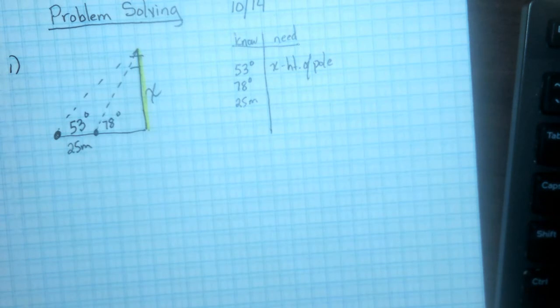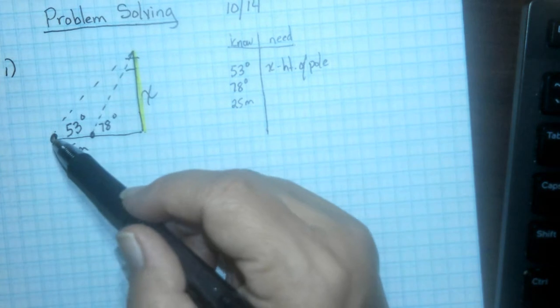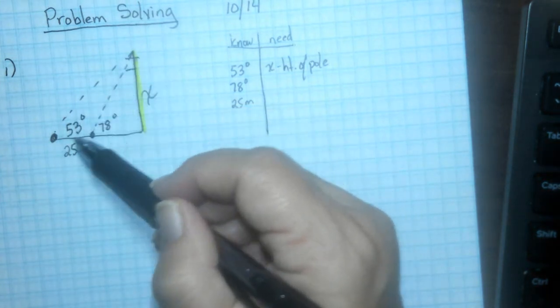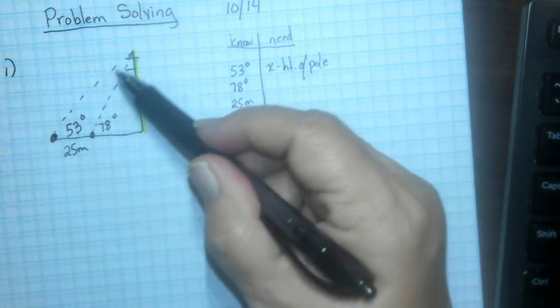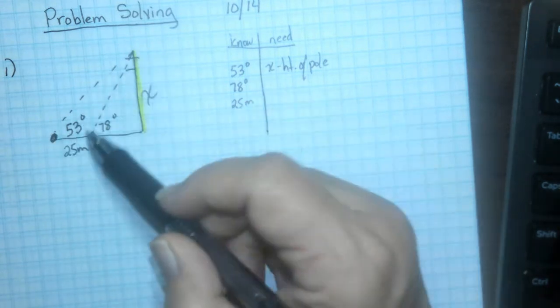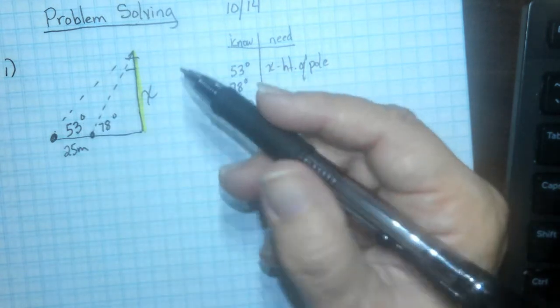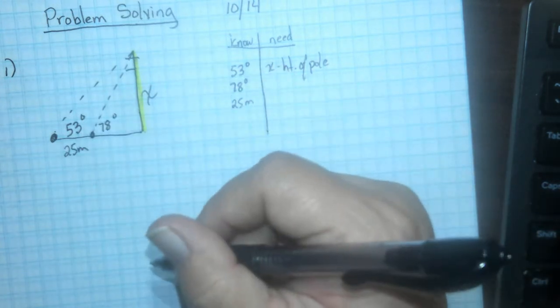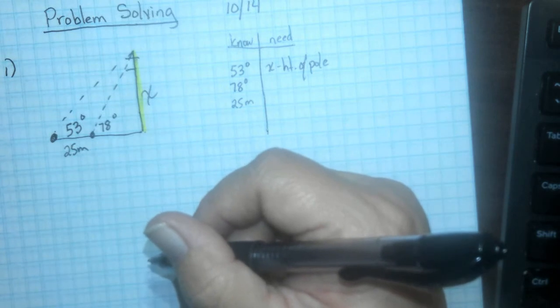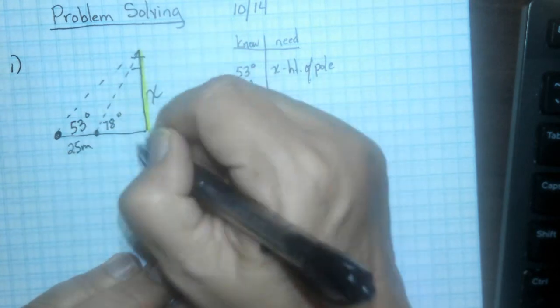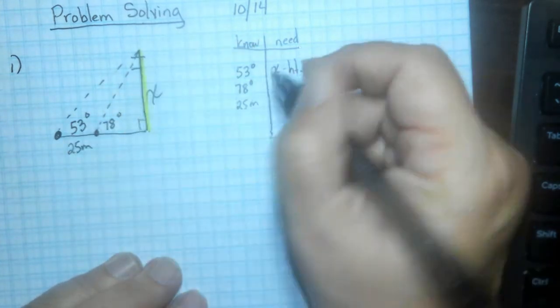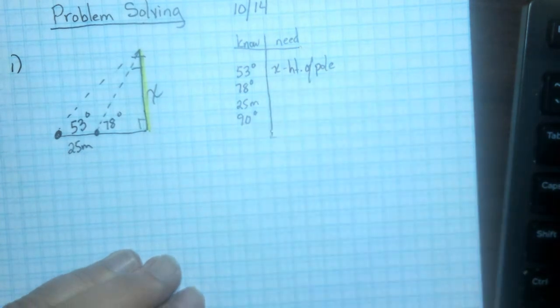So, in addition to all that, do you see in our diagram, can you see the three different triangles? Here's a triangle with the two wires. Here's a triangle with a wire and a pole, and then here's a big triangle with the other wire and the pole. I know I've got 53 degrees, 78 degrees. I know one other angle. Do you know what other angle we know? 90 degrees, right? The pole and the ground are perpendicular. So I also know there's a 90 degree angle. That's something else I know there.